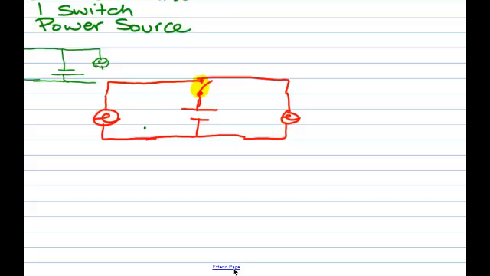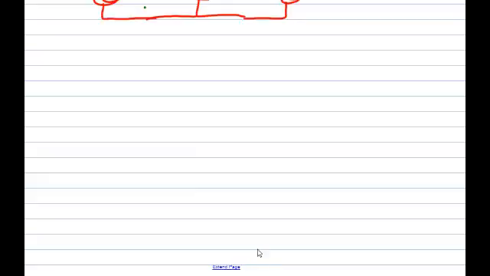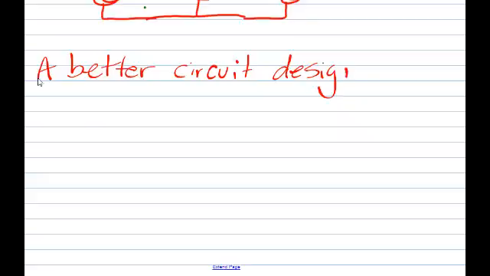And let's extend this and draw our final design. So a better circuit design for lights is what? A better circuit design is to do them how? Parallel. Let me write these down.